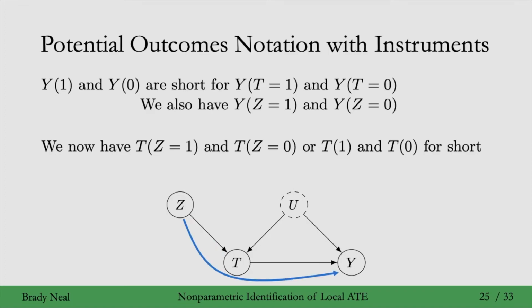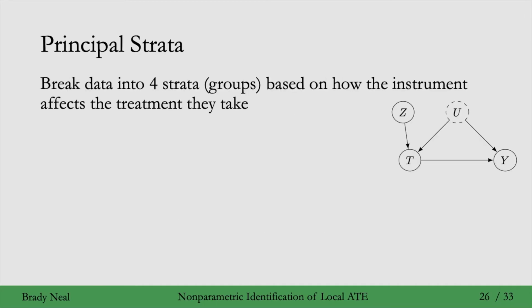And we can also talk about y when we intervene to set z equals 1 and y(z=0). So those are like potential outcomes, but the thing that we're intervening on isn't treatment, it's the instrument. We won't use any shorthand for that. We'll always use y and then in parentheses z equals whatever value.